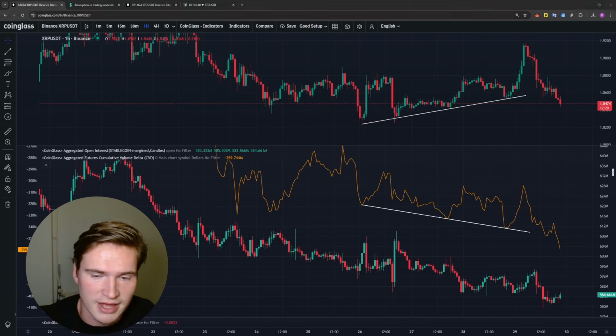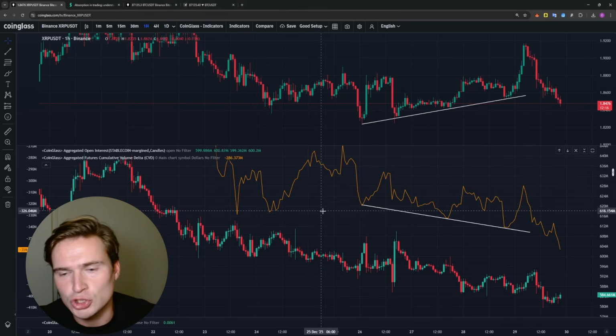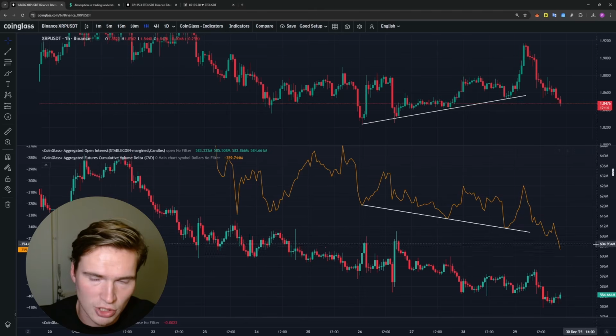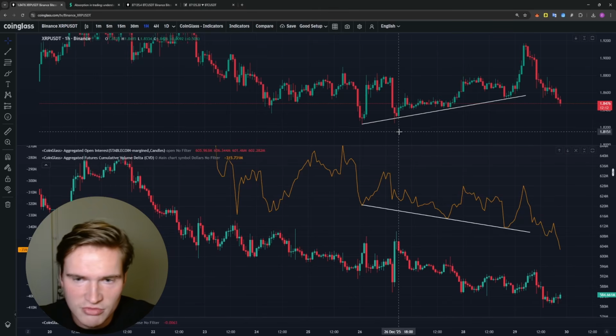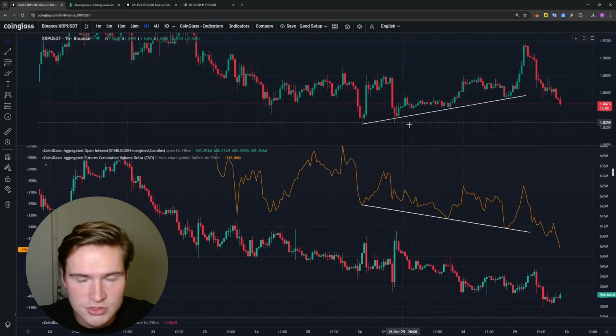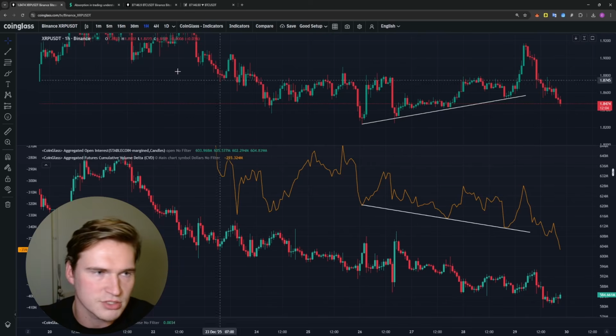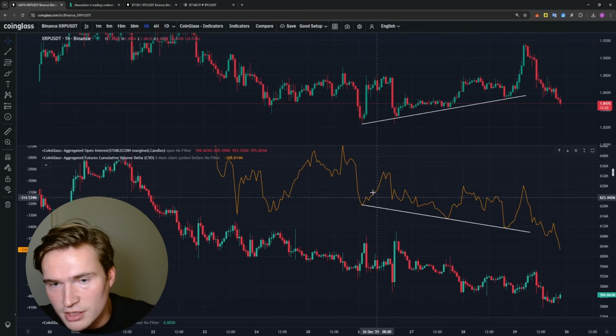So you can actually see that futures are selling in general, but that can mean shorts opening. That can mean longs closing. Doesn't matter. Futures are selling off, but the price is actually making higher lows. So that means that there's passive buying, let's say spot buying, coming into the price of, in this case, XRP. You can see it right here, right?